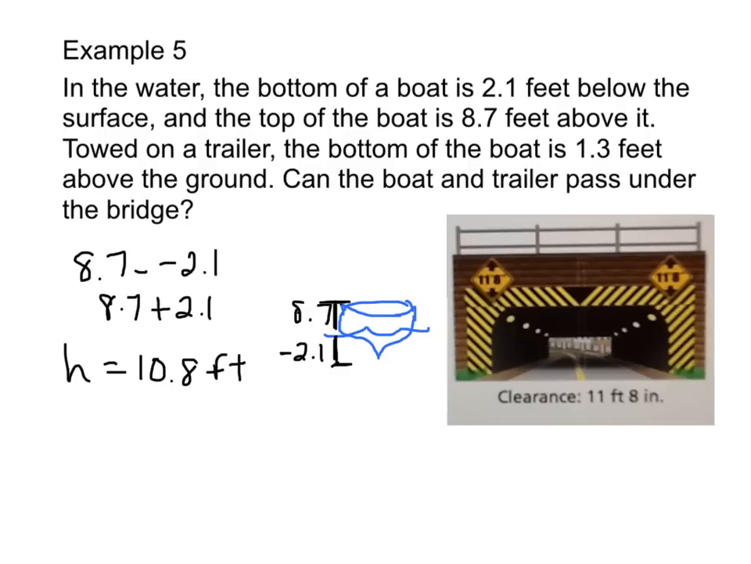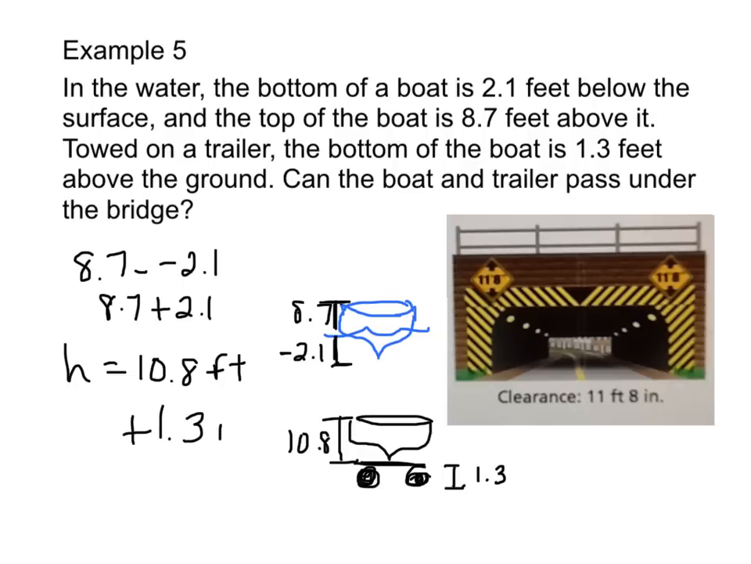But towed on the trailer, the bottom of the boat is 1 3/10 feet above the ground. So then we have a trailer. So here's my boat again. This boat from top to bottom is 10.8 feet. If it's on a trailer, here's my trailer with wheels, really bad picture. That's okay. The trailer then, the bottom of the boat is 1 3/10 feet or 1.3 feet above the ground. So now I have to add that together. I have to add an additional 1.3 feet, because that's the trailer, onto the 10.8, which is the height of the boat. If you add that on, that gives you a total height of 12.1 feet.